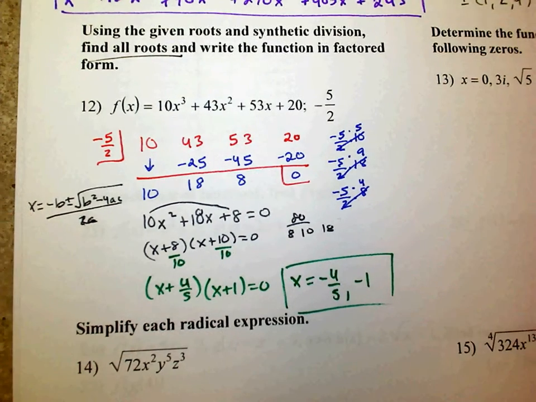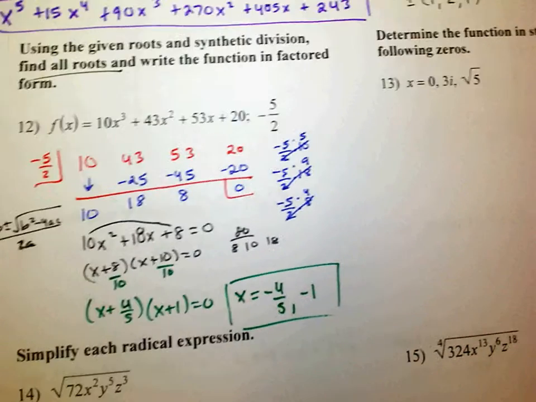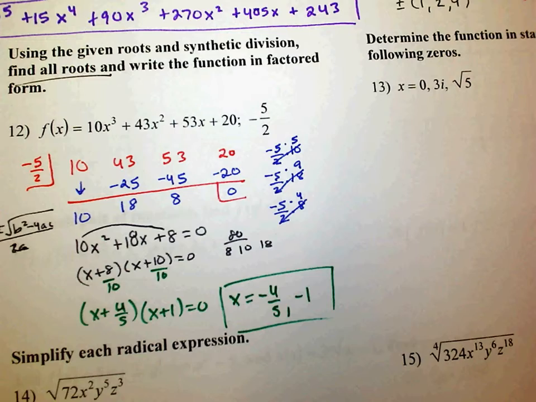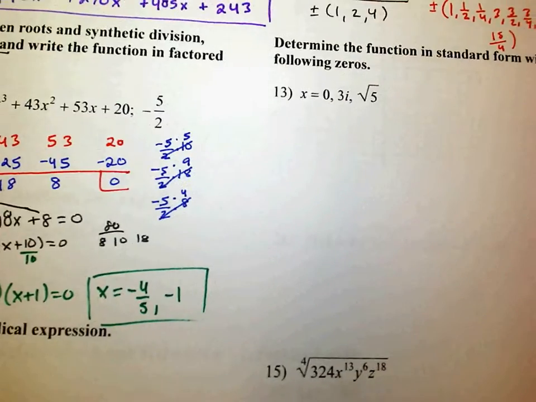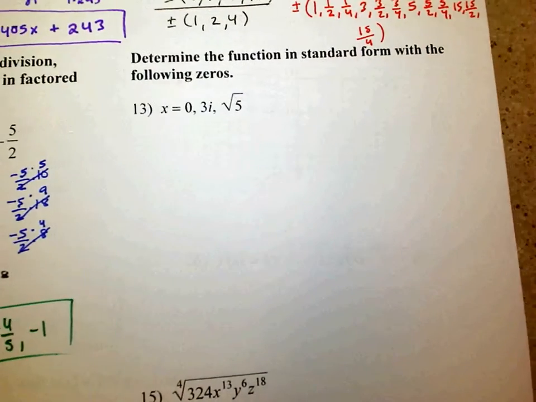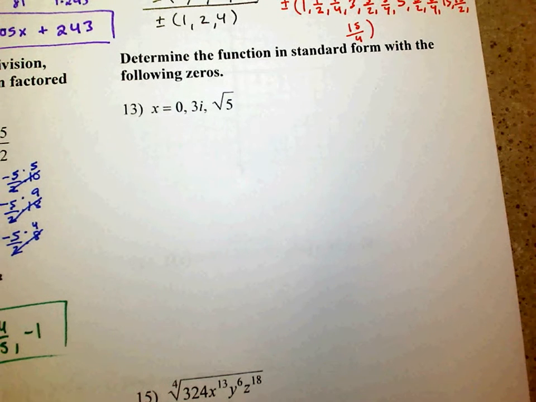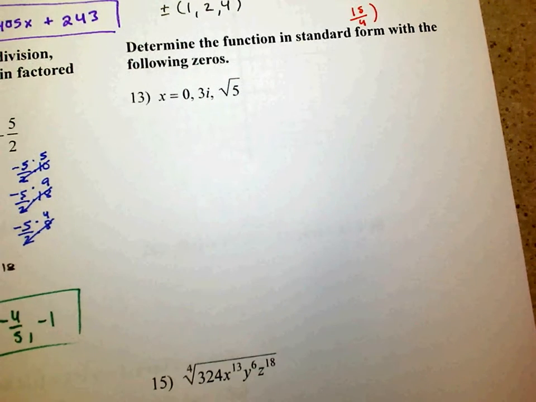So let's move on to 13. It says determine the function in standard form with the following zeros, which means I want the function in standard form. Right now all I got is zeros, so the idea is going to be to go from zeros to factored form to standard form. Okay, I have 3 zeros in front of me, but because one of them is imaginary and another one is irrational, I know I've actually got 5 zeros.